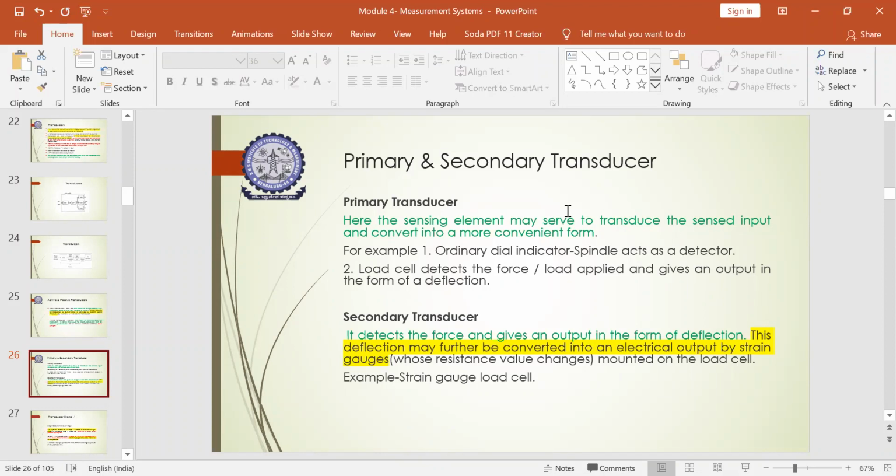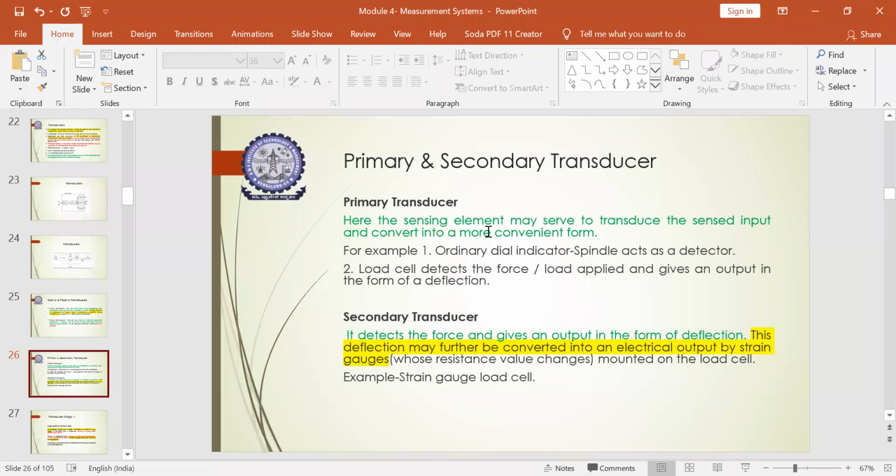These types of transducers are called primary transducers. Another example for this is the load cell. What exactly does the load cell do? It detects the force or the load applied on it, right? And it gives an output in the form of a deflection. It is not converting the energy from one form into another, but it is showing the deflection with respect to the force or the load it is sustaining, so that it is easy for the person visualizing to get the data about the force or the load applied on the load cell.